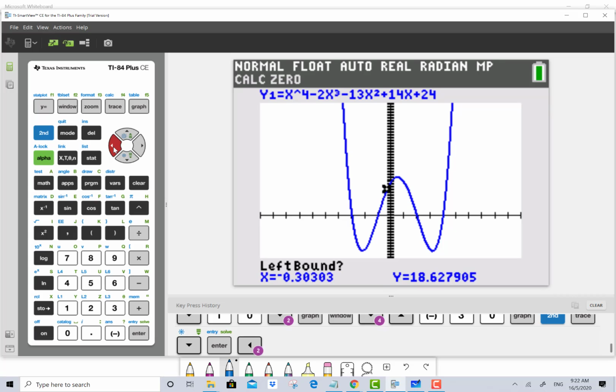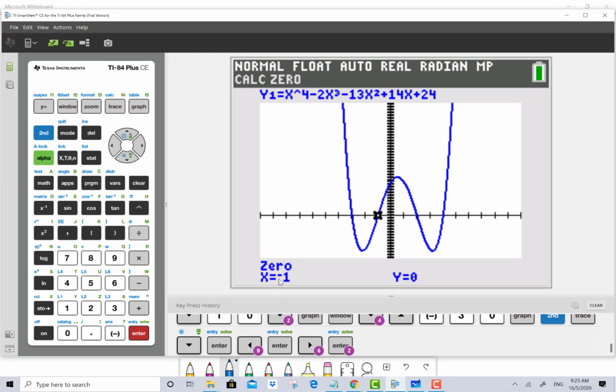If I need this zero right here, what I simply can do is bring my cursor to the left of the point. So left bound must go to the left of the point. Once you go to the left of the point that you need for the zero, hit enter. Then you go to the right of the zero and hit enter. Once you're to the right of the point, you hit enter again, and that gives you the zero exactly. So one of my zeros is going to be x equal to negative 1.